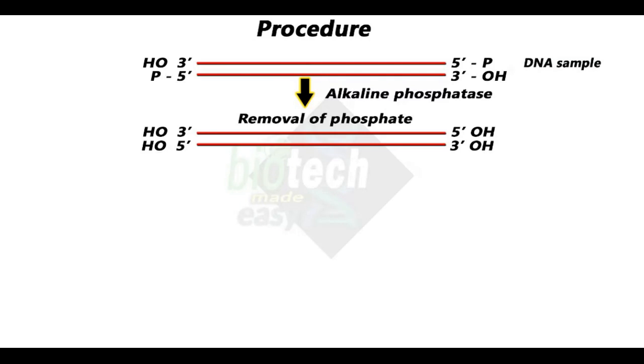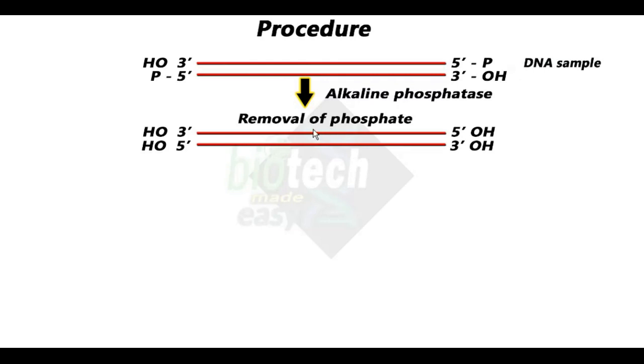The first thing we do is treat this whole thing with the alkaline phosphatase enzyme. Why do we do that? To remove the phosphate. And why do we have to remove the phosphate? It is because we have to do the radio labeling of this molecule. It is very important to do the radio labeling. Any kind of labeling should be there, and in this method we do the radio labeling.